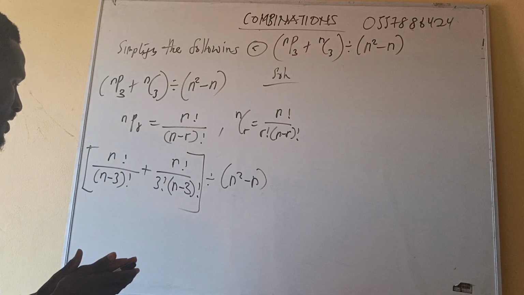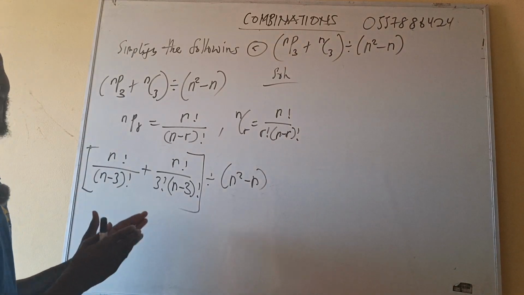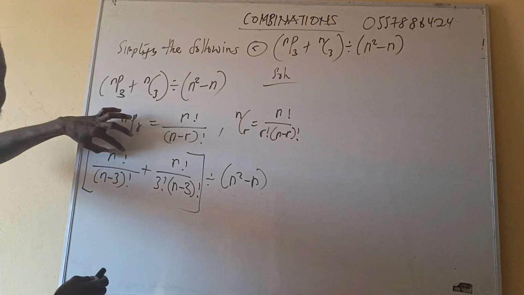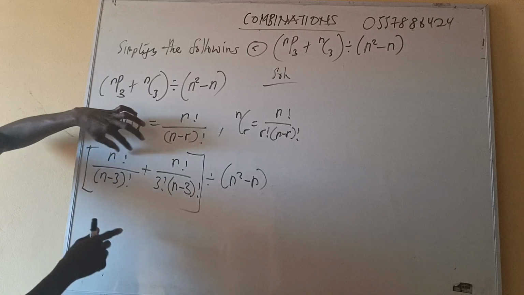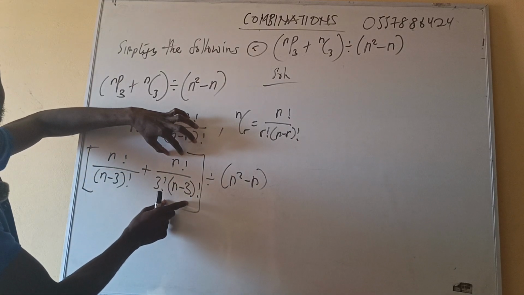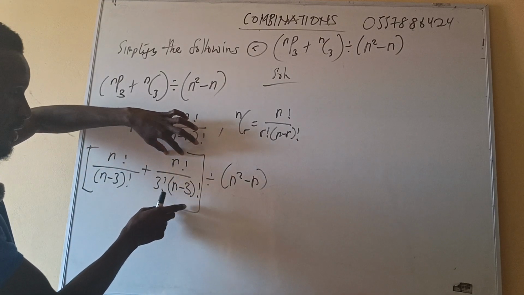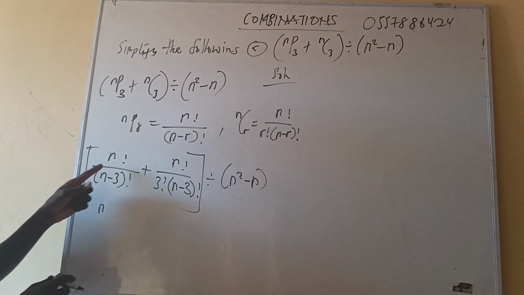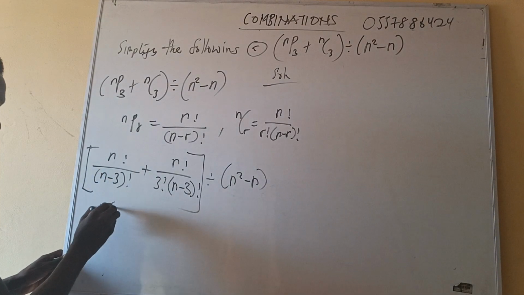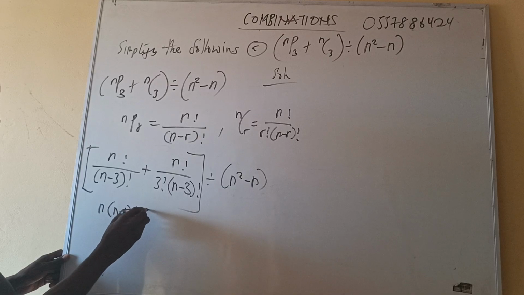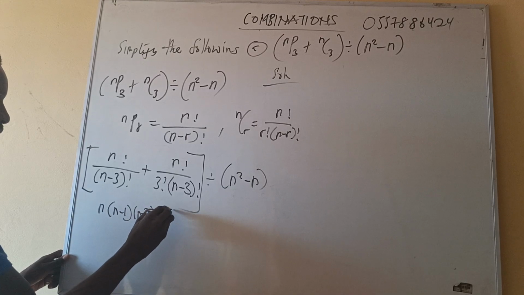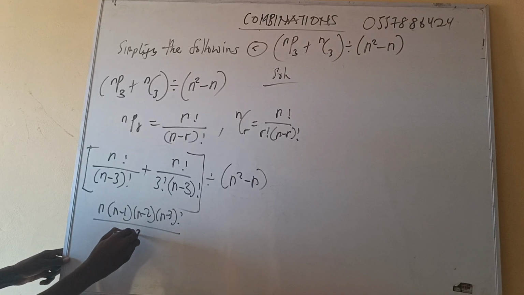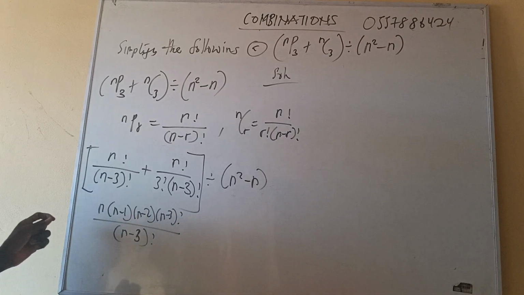Now how are you going to solve this one? With this particular question, we need to try to simplify it. We need to expand the n factorial to get n minus 3 factorial so that they will cancel. So I'm going to have n factorial, which is the same as n times n minus 1 times n minus 2 times n minus 3 factorial, divided by n minus 3 factorial.